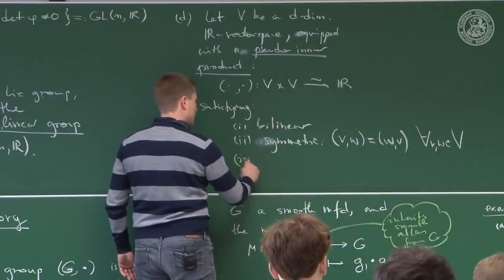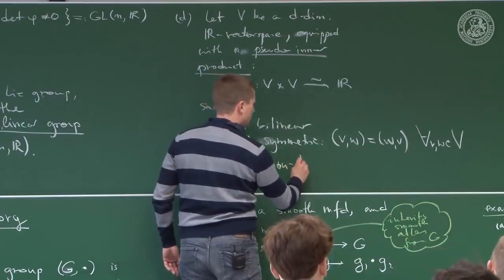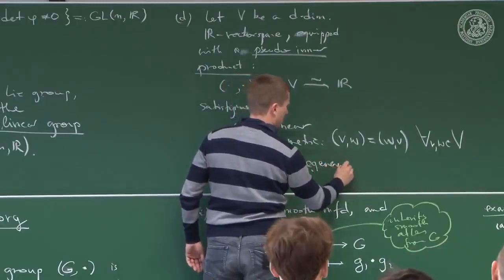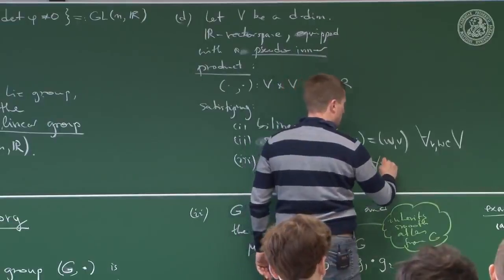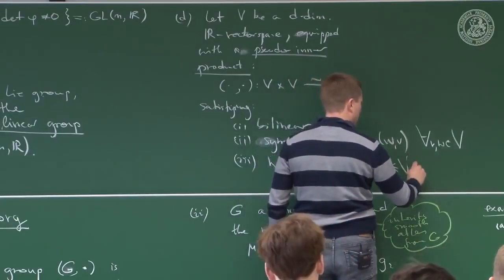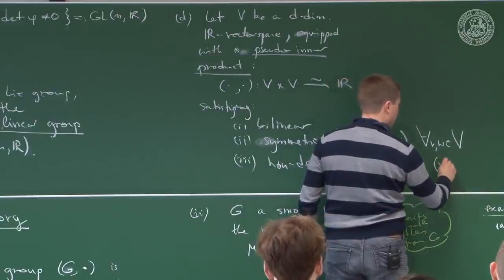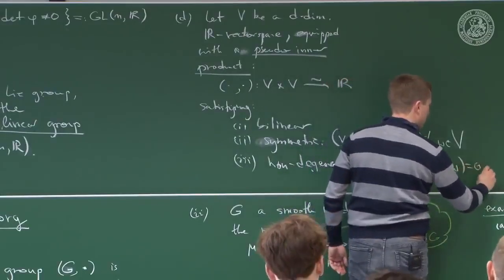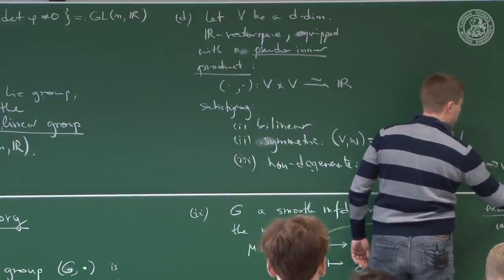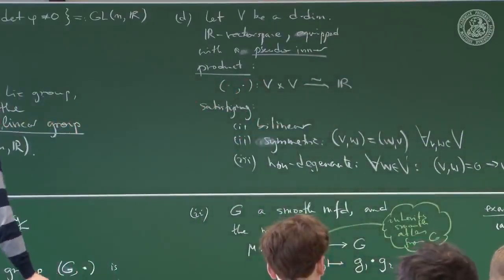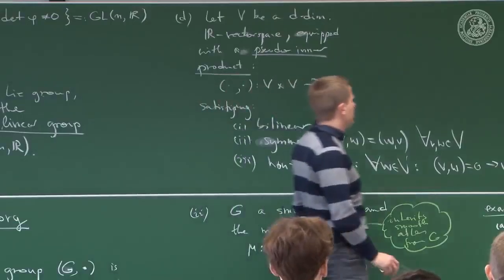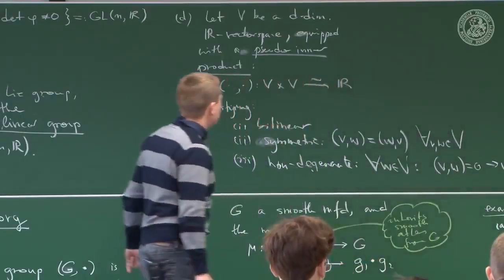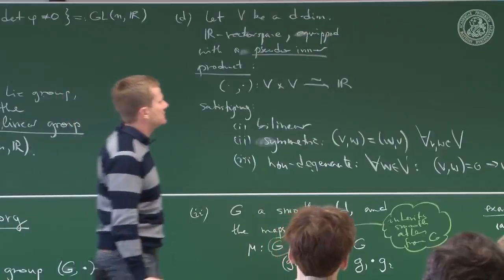And the third property is that it be non-degenerate. And non-degenerate means that if for all w in V, it is true that ⟨v,w⟩ is 0, then it's already true that v must have been 0. That's non-degeneracy. And there is a stronger form of non-degeneracy, and that is positive definiteness.